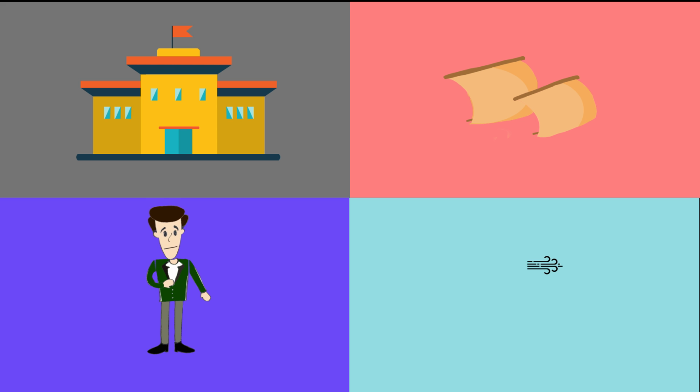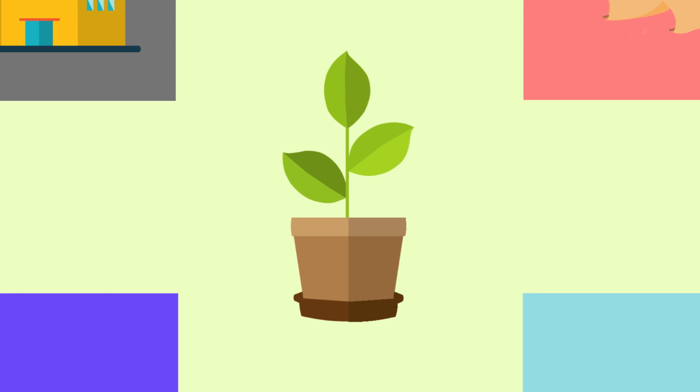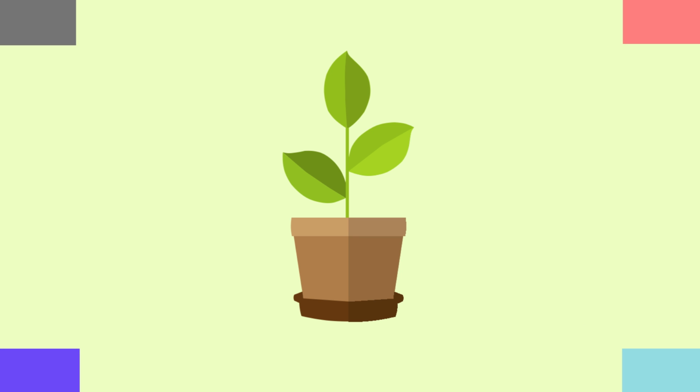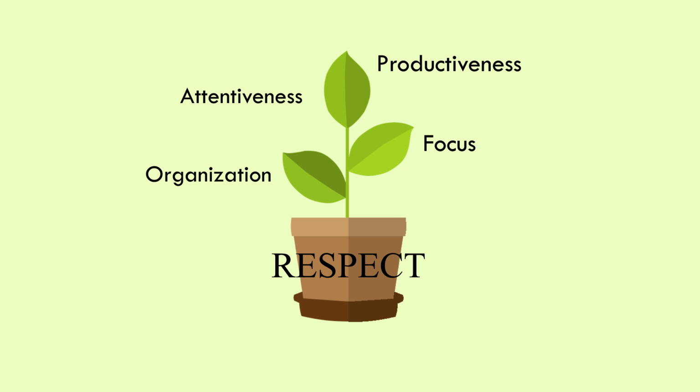As second parents, the bond between students and teachers must be strong, but there must always be a space between them. That boundary is respect. To gain respect is to manage. You can't manage the class properly without gaining respect from the class. It's the root of classroom management. And these are the fruits: organization, focus, attentiveness, and productiveness.